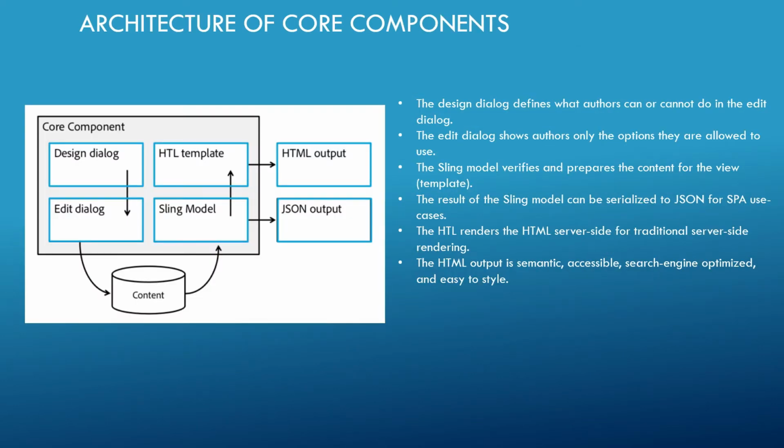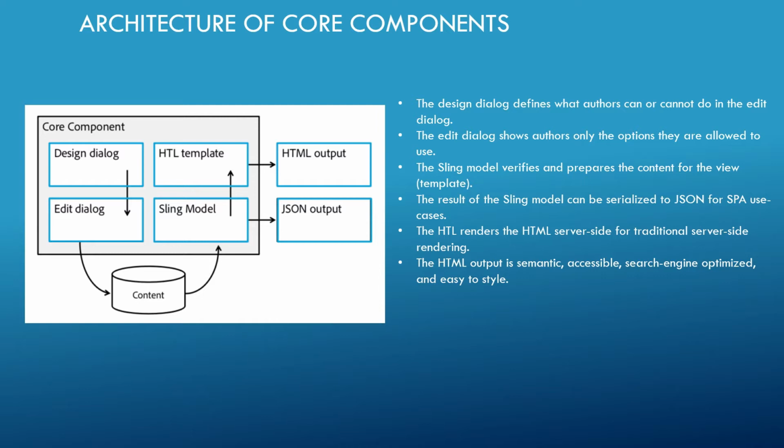Okay, now let's see some of the architecture of the core components. The main primary elements of the core components are, first, the design dialog, then the edit dialog, then the HTML template, and another one is the Sling model. This will provide the HTML output or JSON output based on the configuration. Obviously it will use the content to render it.